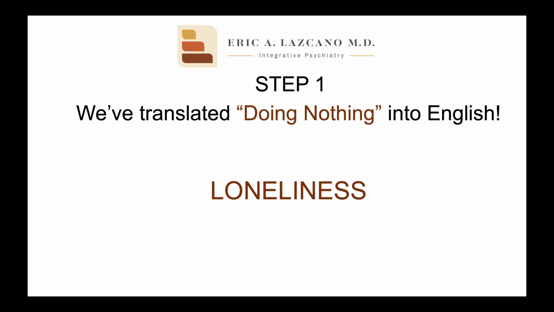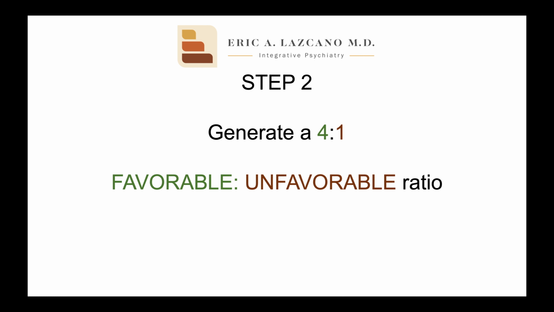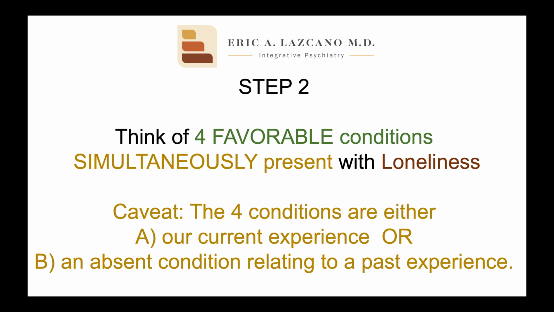Okay, so we translated doing nothing into English. We said loneliness is what it translates to in this example. So we've completed step 1, moving right along. Step 2, generating the 4-to-1 favorable to unfavorable ratio. Again, we want to think of 4 conditions that are simultaneously present with loneliness. The caveat here is these are our experiences, or they are absent conditions now relating to our past experience. We're going to go through examples of each one of those in the following slides.